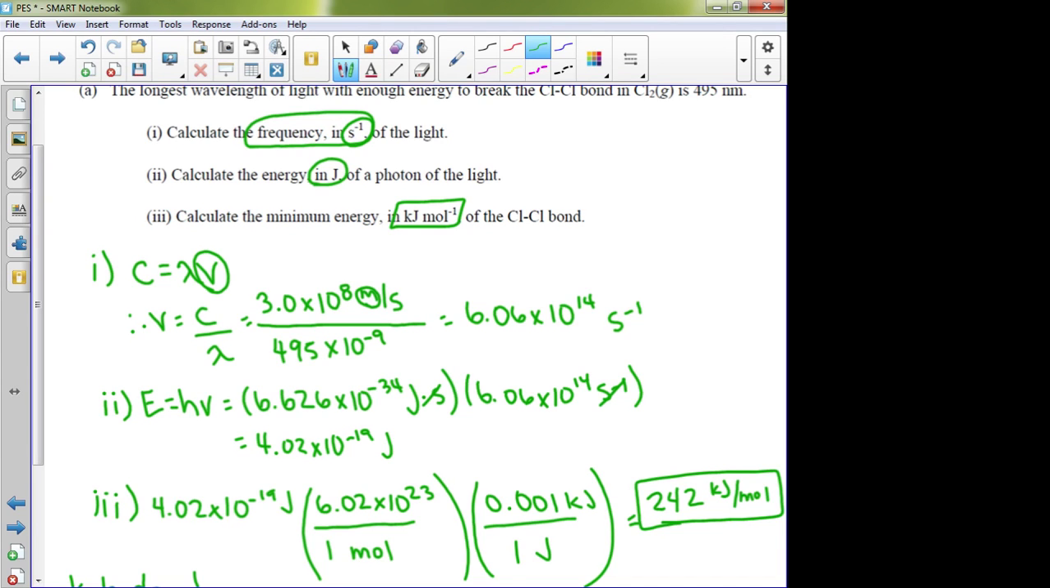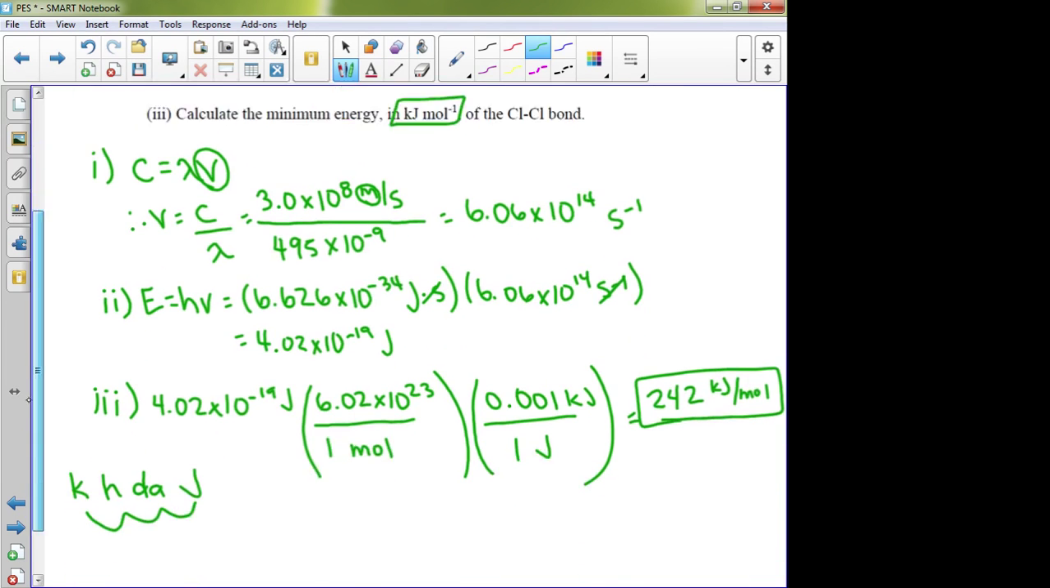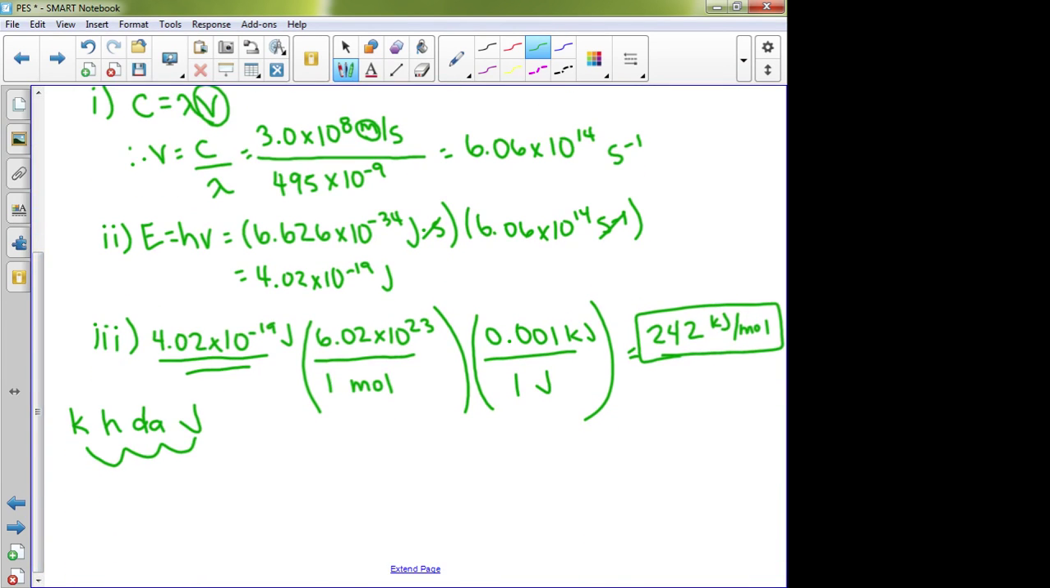Okay. So it said the longest wavelength of light with enough energy is 495. So I found the frequency, which then helped me find the energy that that photon must have had. So how much energy is in that bond in kilojoules per mole? This is how much energy is in the bond, but it wants it per mole. So I say, well, there's 6.02 times 10 to the 23rd of those in 1 mole, right? Then to get from joules to kilojoules, I just did that conversion. Does that make sense? We got that?